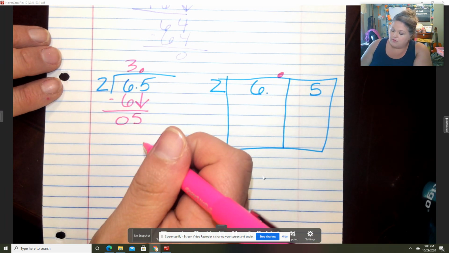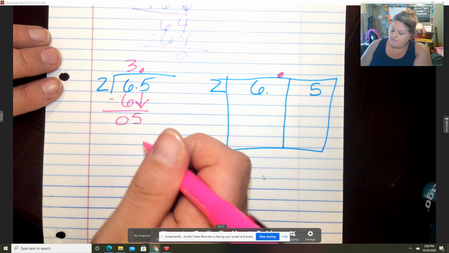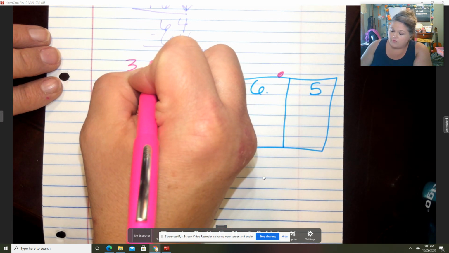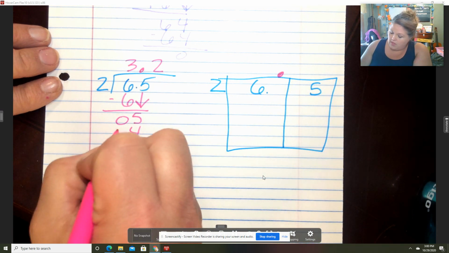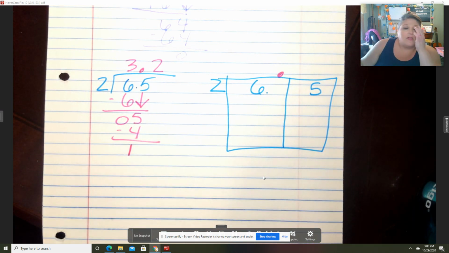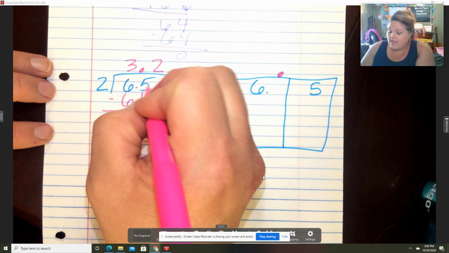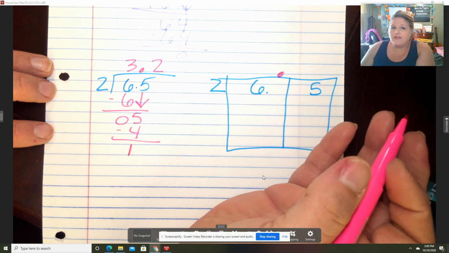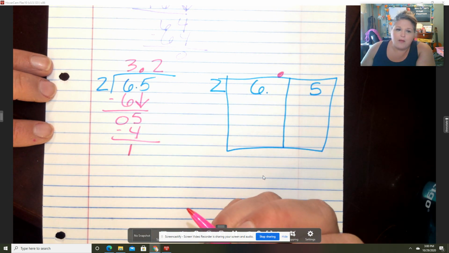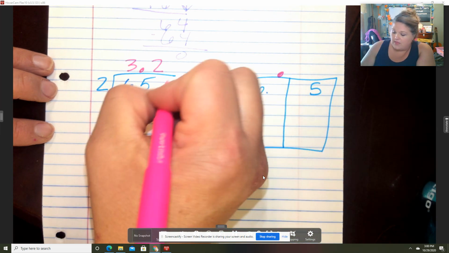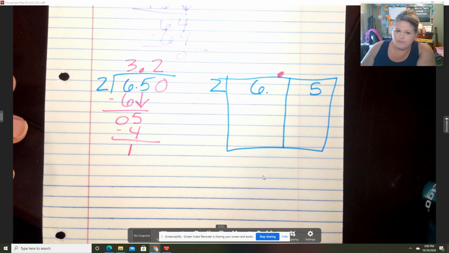2 goes into 5 2 times. 2 times 2 is 4. And now I have a 1 left. Now, here's the thing. With decimals, you can add a 0. We were going to talk about this next week, but I'll just do this problem since we've already got it. You can add a 0. You can add 20,000 zeros if you wanted to. If you have a remainder when you have a decimal problem, I would add a 0 and see if that takes care of your remainder.